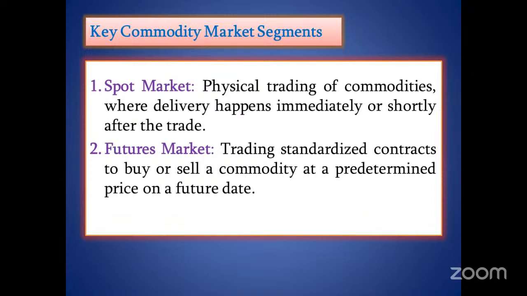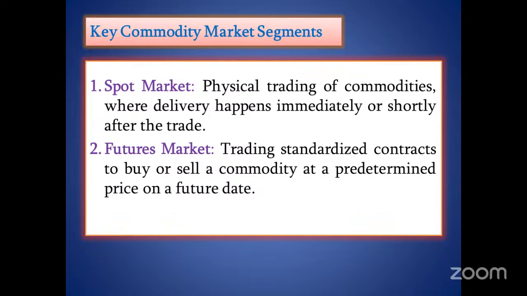The key commodities market segments are the spot market and the futures market. The spot market is physical trading of commodities, where delivery happens immediately or shortly after the trade. Sometimes it happens immediately, and sometimes there may be a delay, because physical commodities are involved. It delivers immediately, or it takes a short time after the trade.